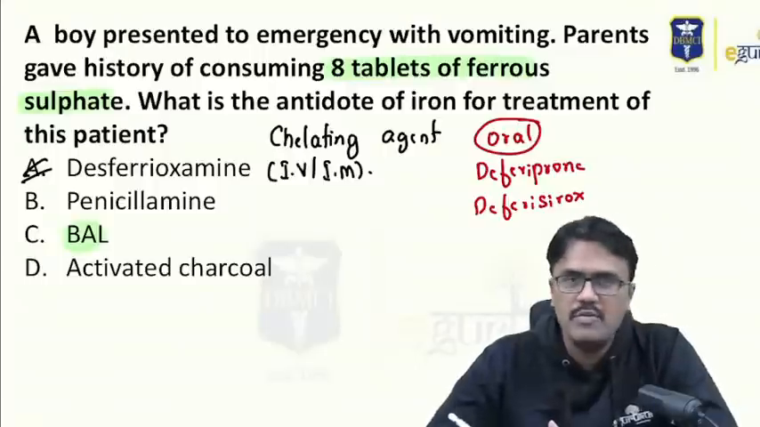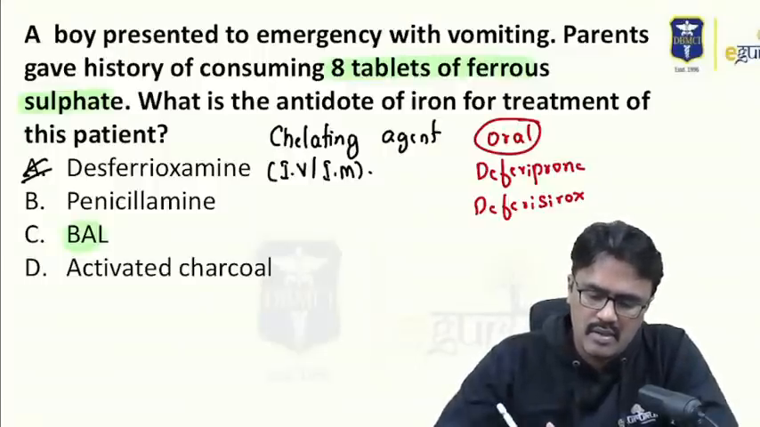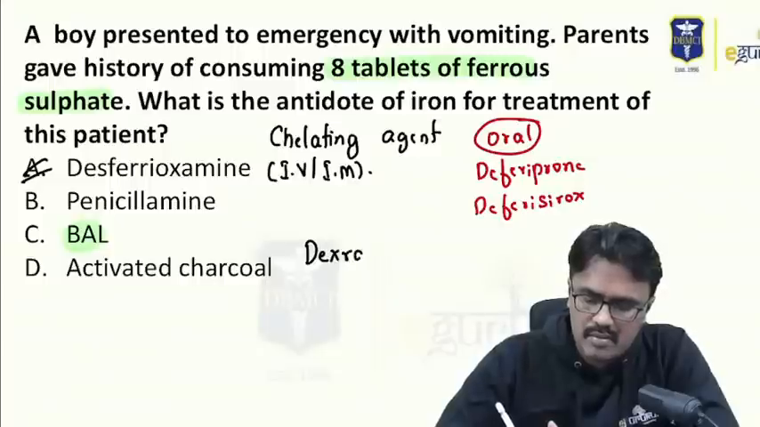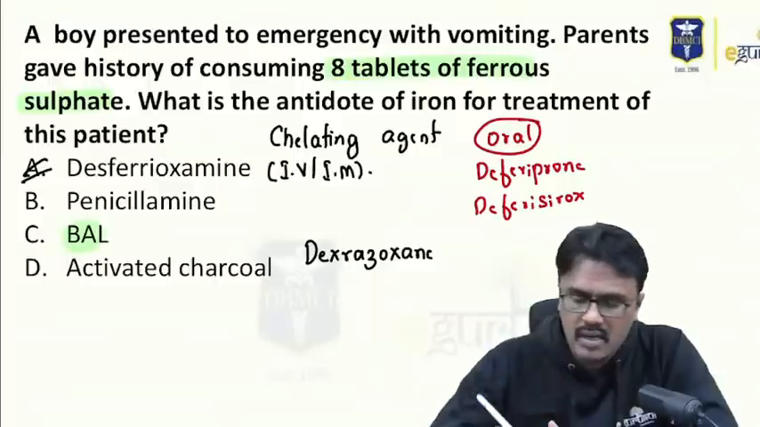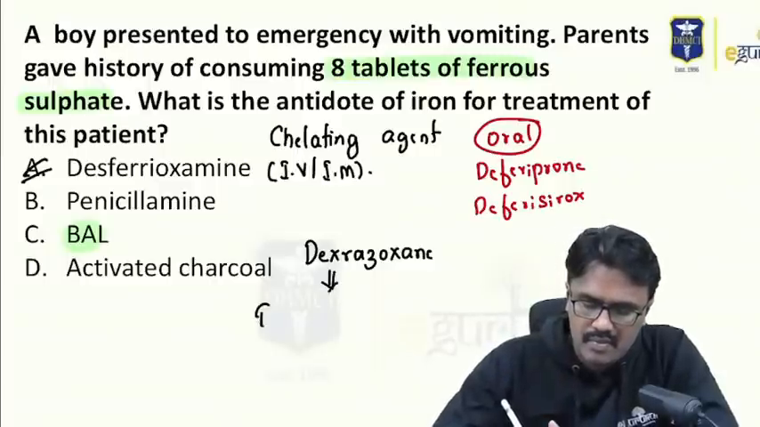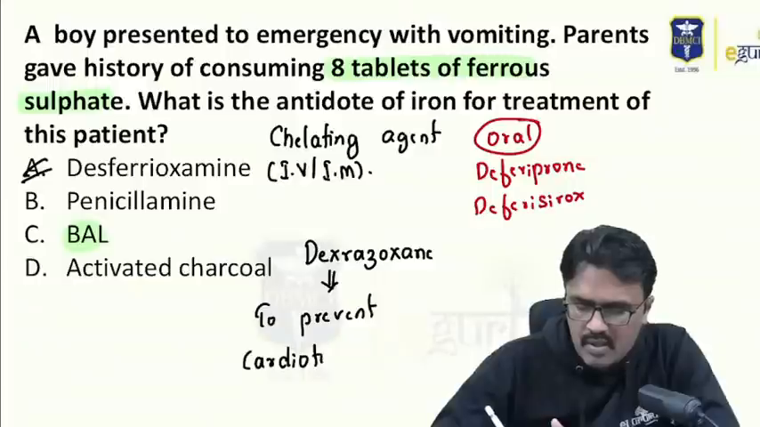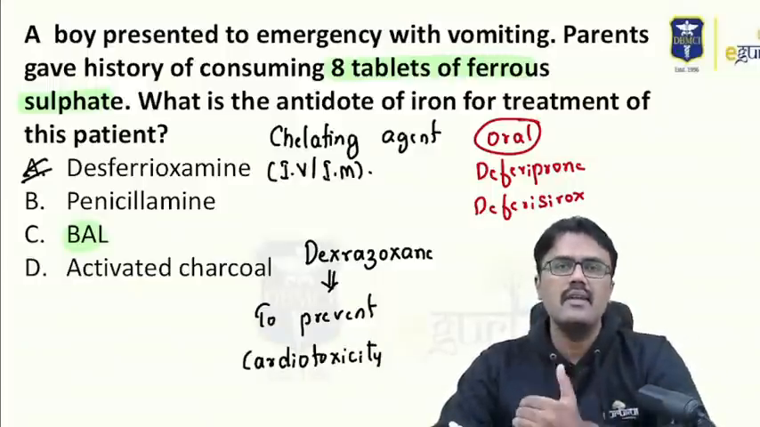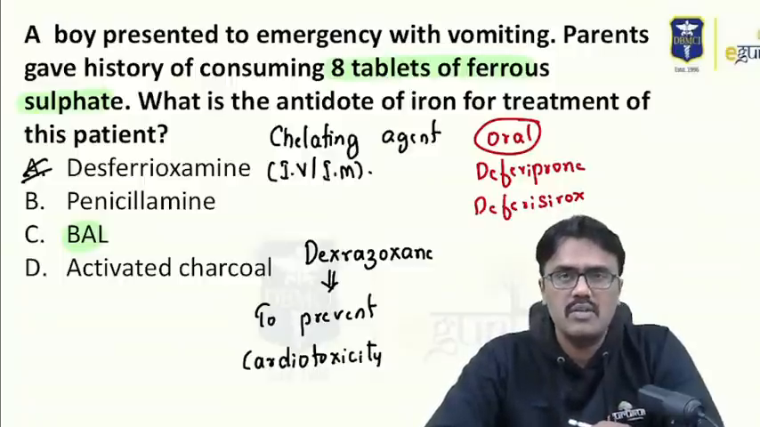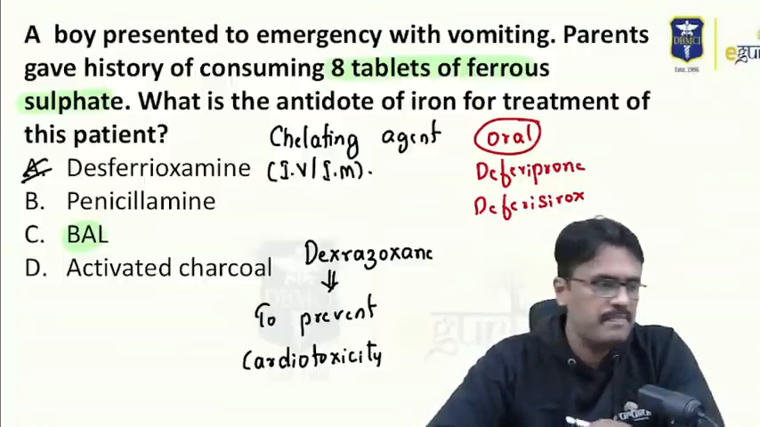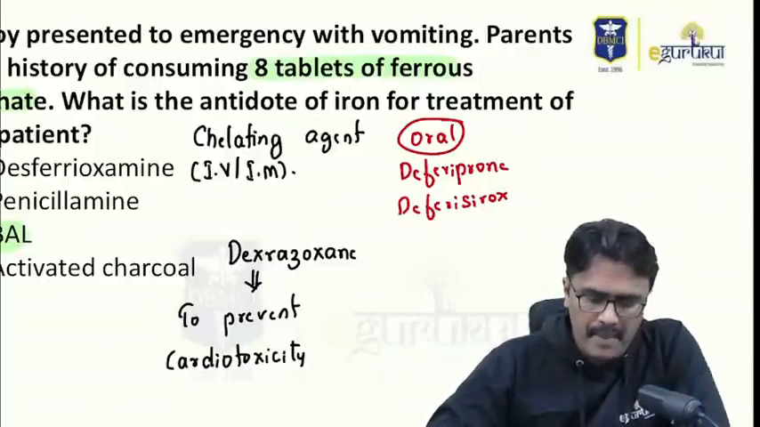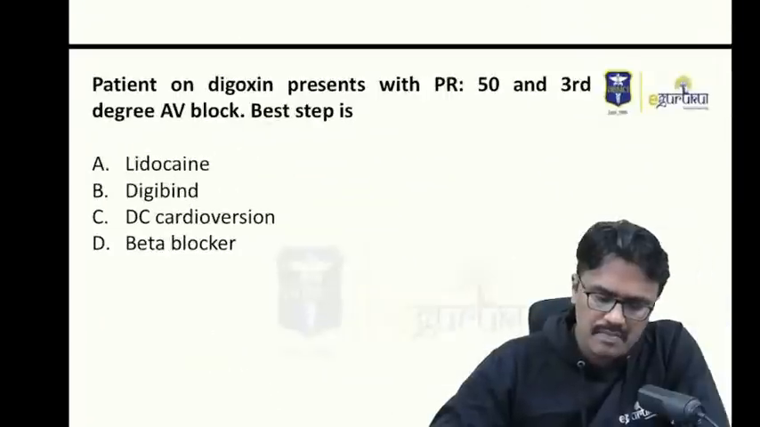Most of you will confuse it with one more, called dexrazoxane. Dexrazoxane is also an iron chelator, which is used to prevent cardiotoxicity by anthracyclines. Anthracyclines means daunorubicin, doxorubicin, idarubicin, valrubicin. Okay, yes. Now let us move on to the next question.